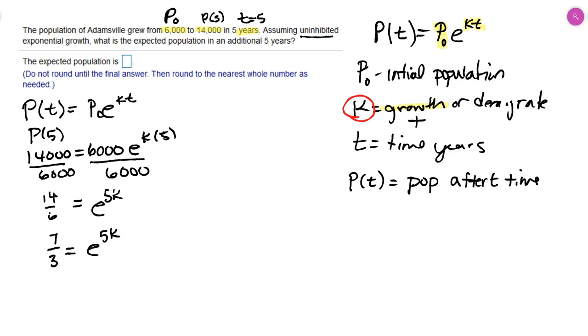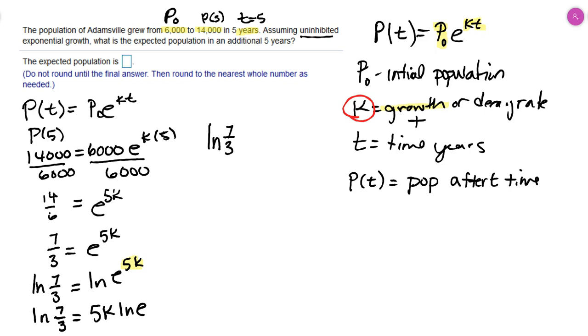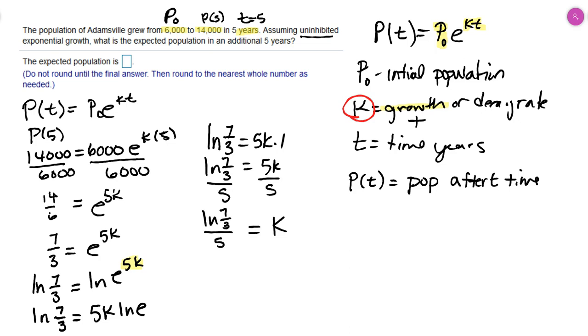And then I can solve this exponential equation by taking the log of both sides. I'm taking the natural log of both sides. Because I've introduced the log, now I can use the power rule and bring this power out front. It's 5k natural log e. Natural log e is equal to 1. So that's 5k times 1, which is just 5k. And I can divide both sides by 5. And now I have k, the growth rate, natural log of 7/3 over 5.